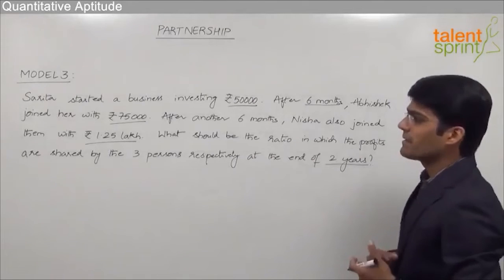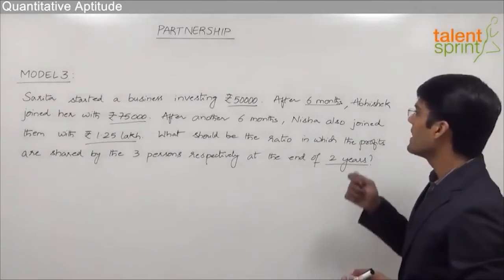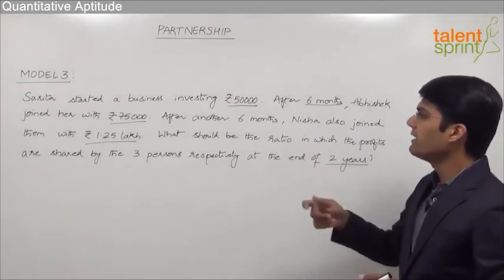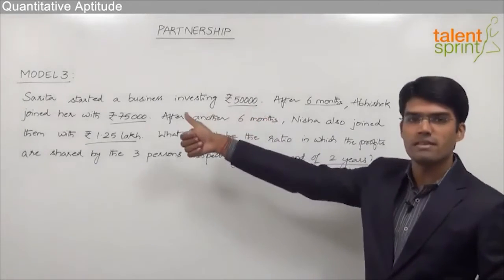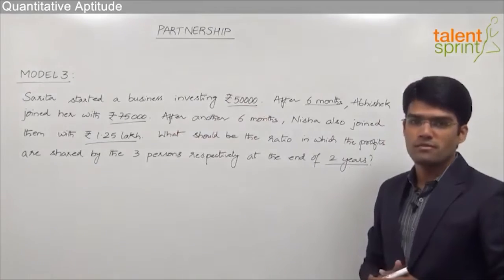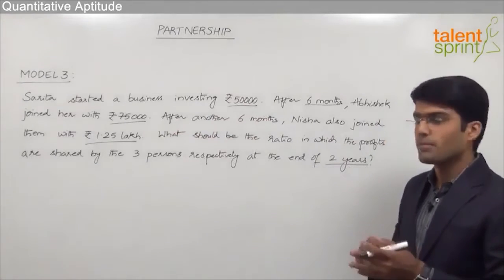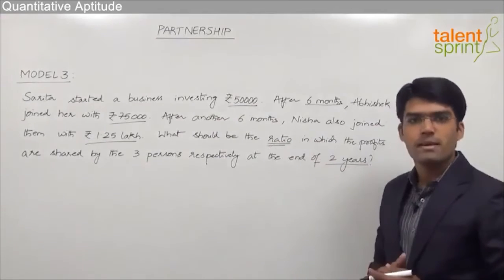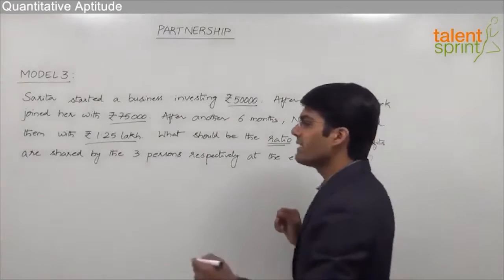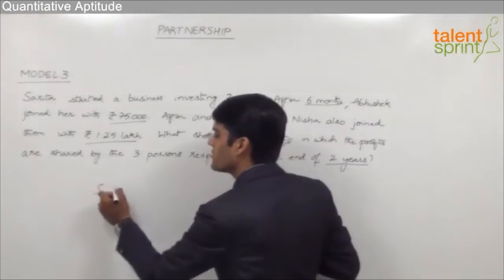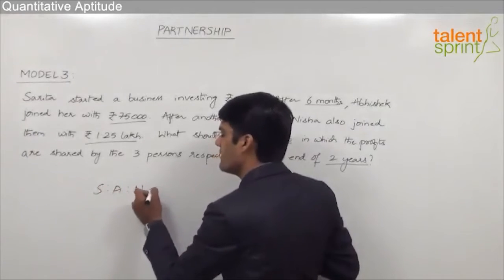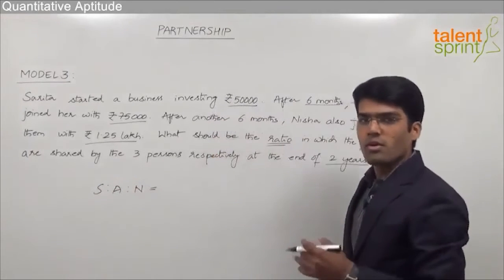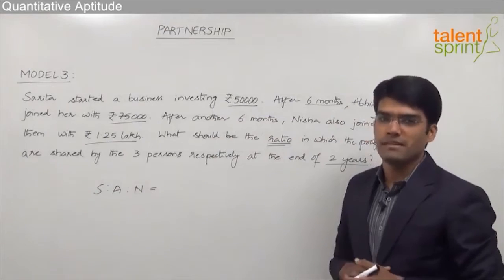Now as we can see in this question, we have got 3 persons, Sarita, Abhishek and Nisha, and their investments are 50,000, 75,000 and 1.25 lakhs respectively. And we are supposed to find out the ratio in which they share the profits among themselves. As discussed earlier, the profits of Sarita is to Abhishek is to Nisha will be in the ratio of the products of their investment and time of investment.